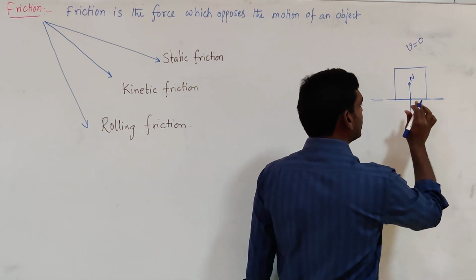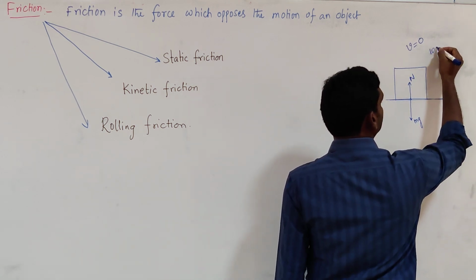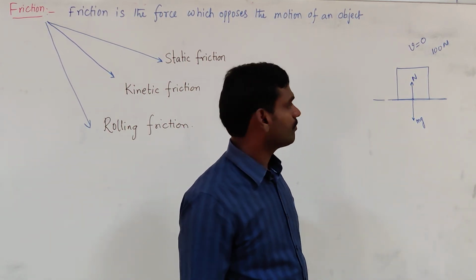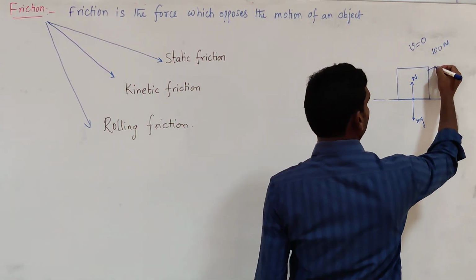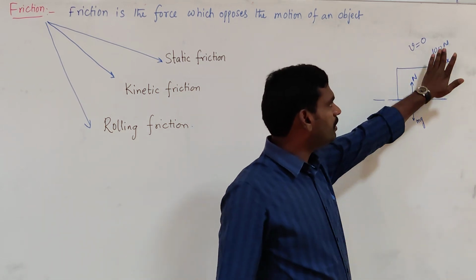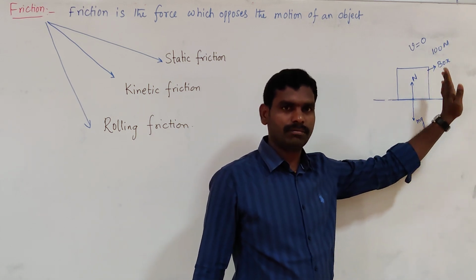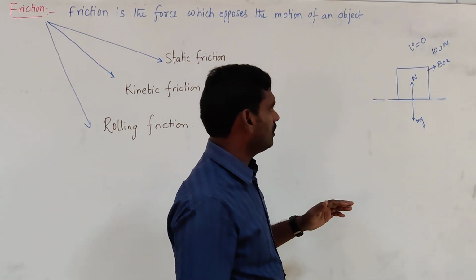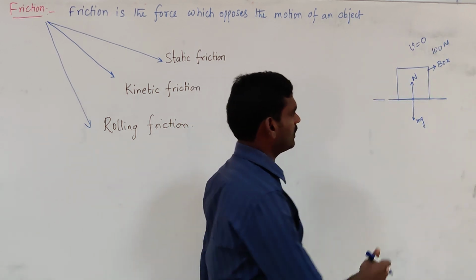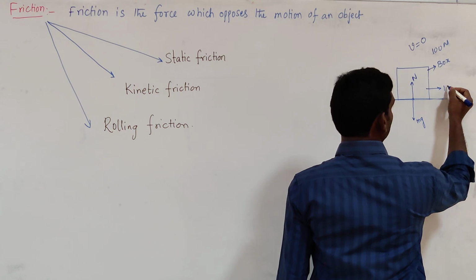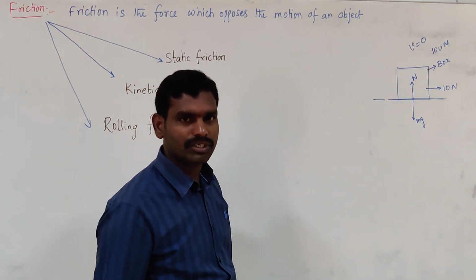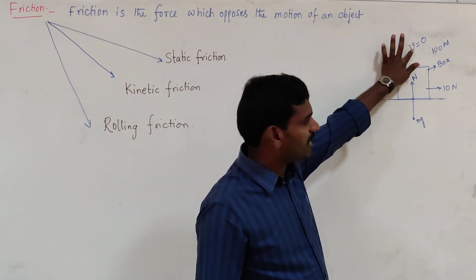Let us consider that 100 newtons of force is required to put the object in motion. We need to apply a minimum of 100 newtons of force on the box to get it moving. So when I apply only 10 newtons of force on the box in the horizontal direction, will the box be in motion? No, it is not in motion. The box is still at rest.